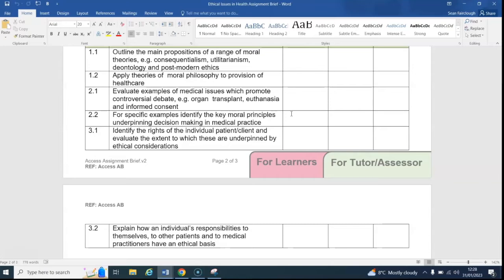2.1, evaluate examples of medical issues which promote controversial debate, e.g. organ transplant, euthanasia, informed consent. So that's asking you to discuss your issue. So obviously when you first talk about your issue, you'll be talking about it in general as an issue. So for example, abortion, you probably know that there are 2 main camps in the abortion debate. There's pro-life and pro-choice. One of the issues with abortion is, when does life begin?